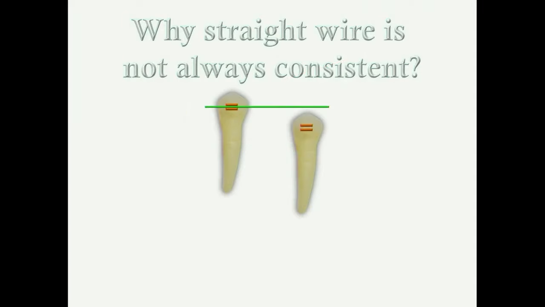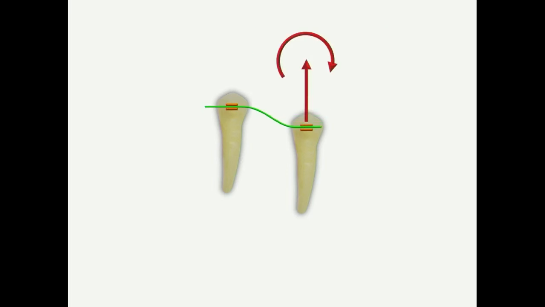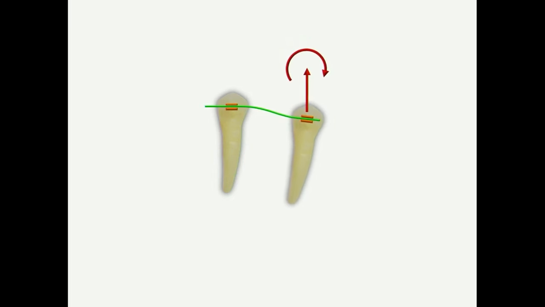As we have seen, a straight wire does not always produce a consistent force system, because force and moments are associated in constant direction in a straight wire. Unnecessary rotation will be produced by the associated moment of an activated straight wire.